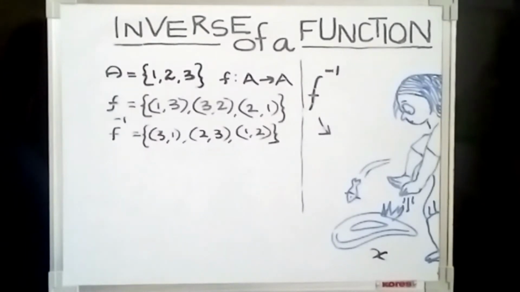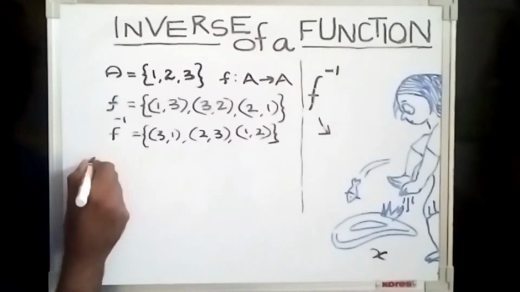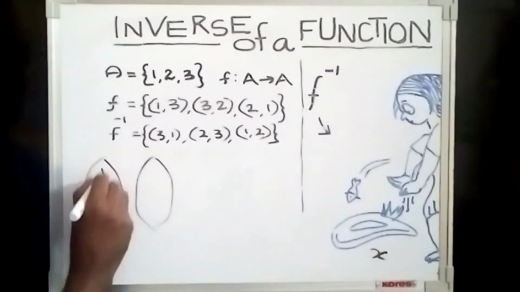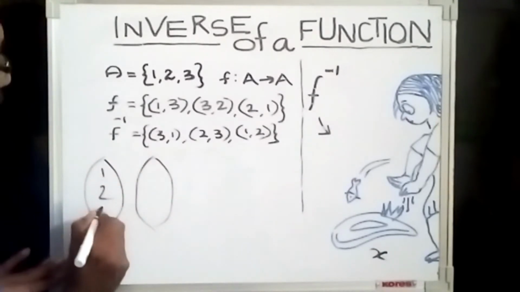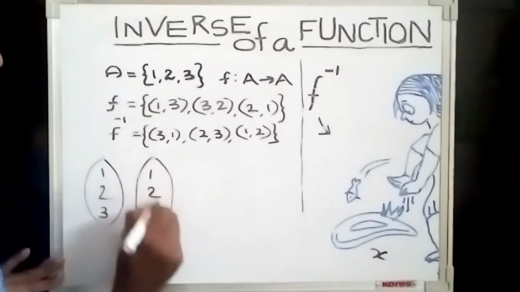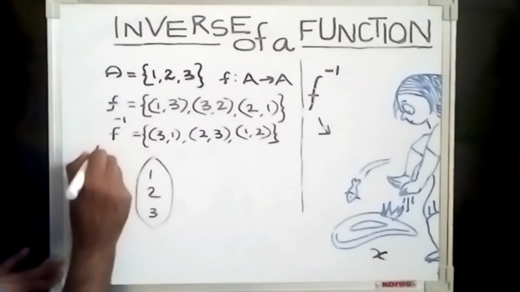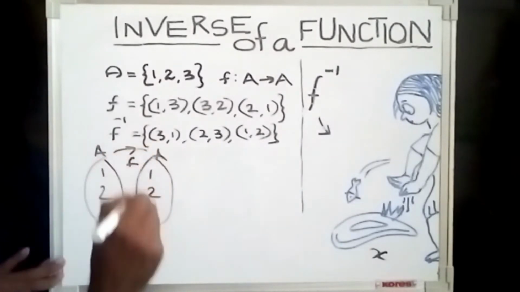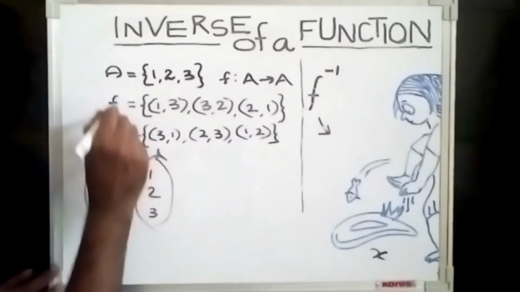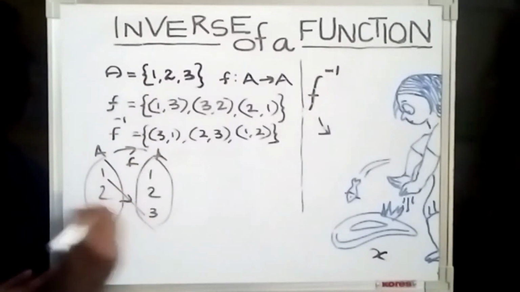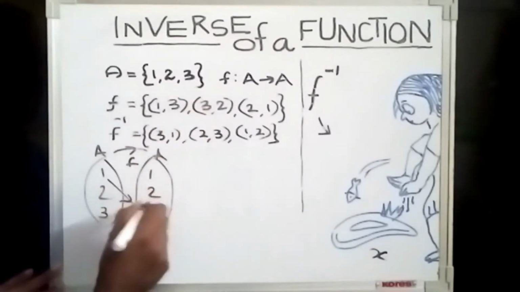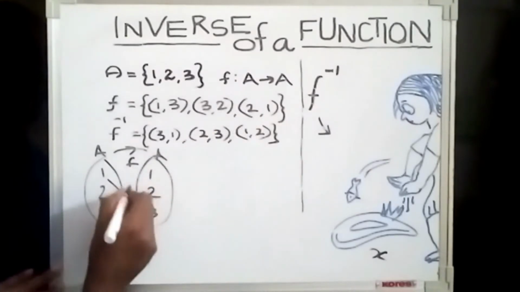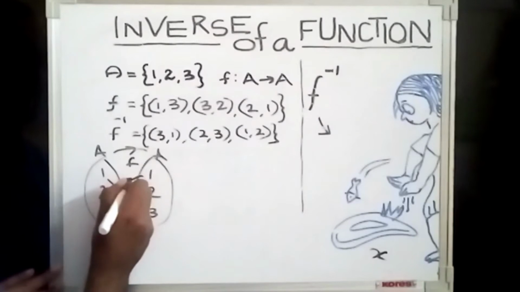Let us draw an arrow diagram representing this. Given that f is a function defined from the set A to A, A contains 3 elements, 1, 2, and 3. Again, A contains the 3 elements 1, 2, and 3. And f is defined from A to A. Here, in f, 1 is related to 3, 3 is related to 2, and 2 is related to 1.